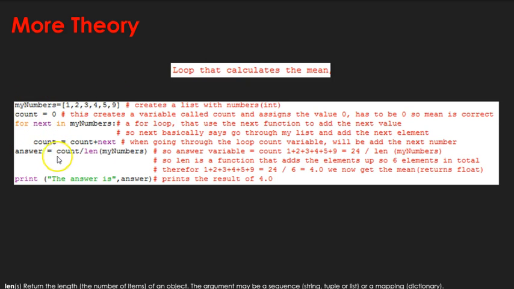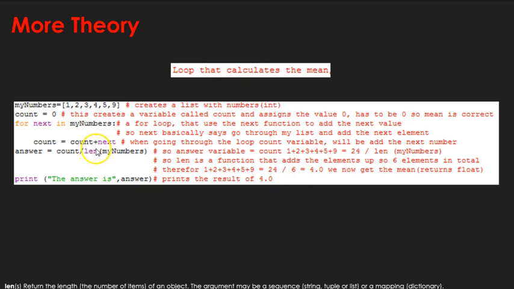Okay, so let's have a look at the answer. So the answer will be count divided by the length of my numbers. So the answer variable will be count, which is 1 plus 2 plus 3 plus 4 plus 5 plus 9, which will give us 24. And the length is a function that counts the elements up. So the 6 elements in total. So what we'll have is 24 divided by 6.